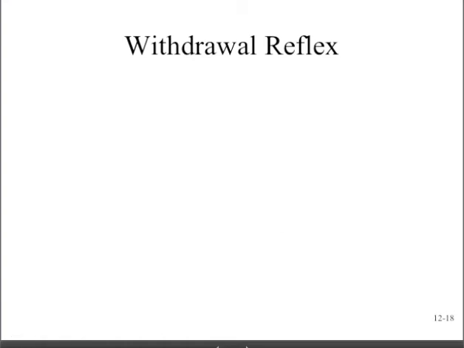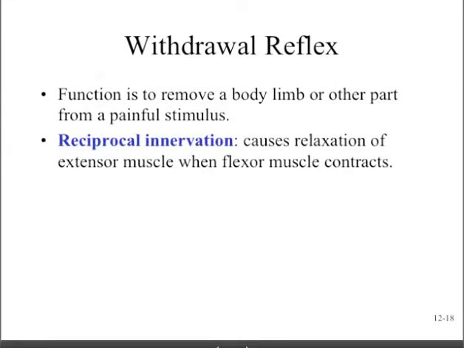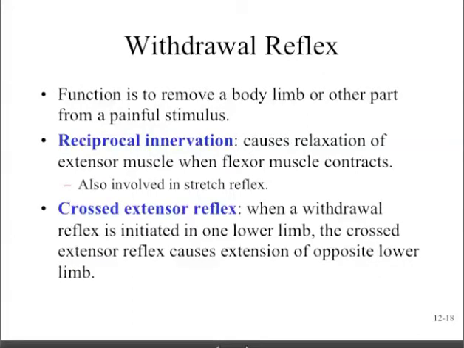Okay, we want to continue our discussion of nerve pathways with a little bit more in-depth analysis of the withdrawal reflex, whose function is to remove a body limb or other part from a painful stimulus, and it involves reciprocal innervation, where we simultaneously cause the relaxation of extensor muscles while the flexor muscle contracts, and this removes the limb from the painful stimulus. It's also involved in the stretch reflex.